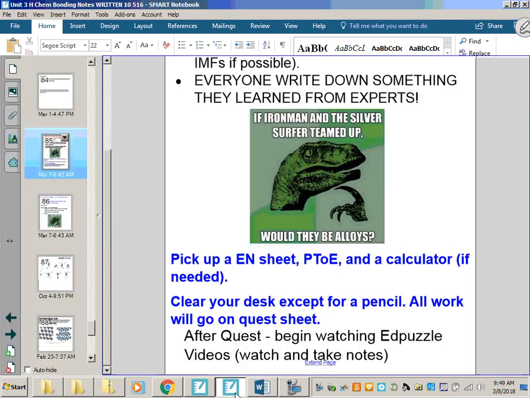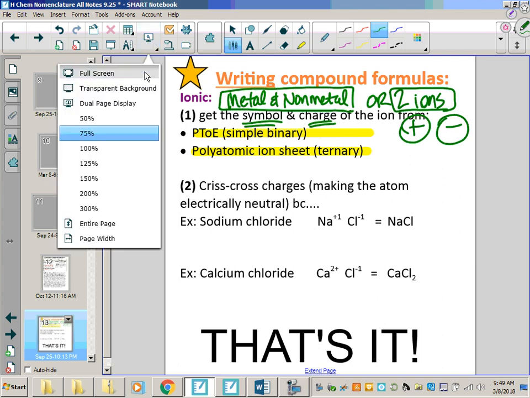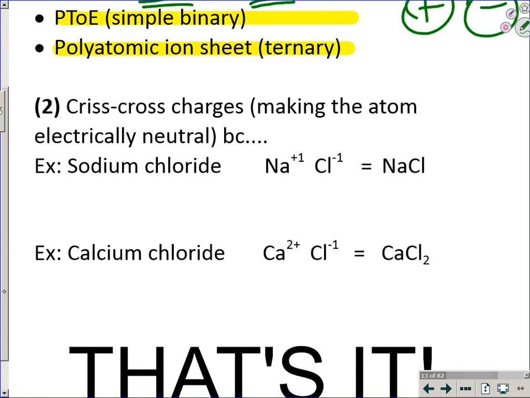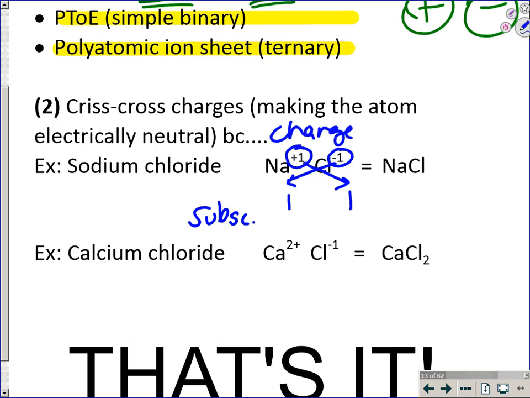All right, moving back here. So now we know where we can find these ions, right? PTOE are on the sheet. Once we get the ions with their charges, we literally crisscross their charges to make the superscript charges become subscripts. So we switch them, yes. So for sodium, it has a 1 plus charge. Chlorine has a 1 minus charge. When I crisscross, the 1 from sodium comes down to the outside of chlorine, and the 1 from chlorine comes down on the inside of sodium.